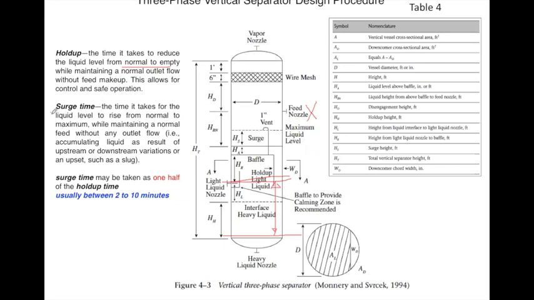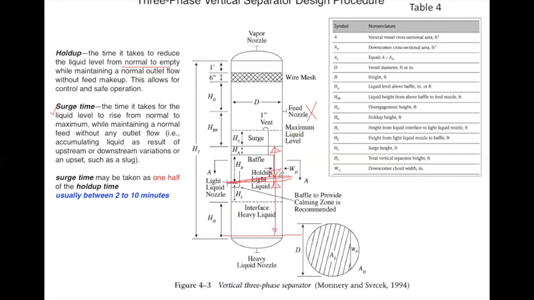And the next term is called surge time. It is the time it takes for the liquid level to rise from normal to maximum. If you have this normal liquid level, how much time will it take to reach the maximum? So the time taken by the liquid level to reach from the normal level to the maximum level is called surge time, and the time taken by the same liquid level to reach empty without having any feed is called hold up time.